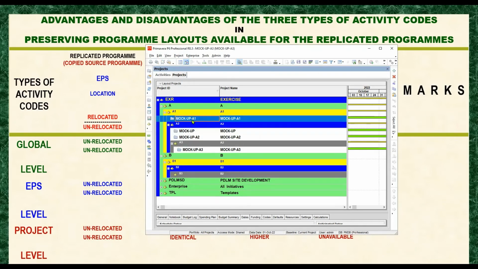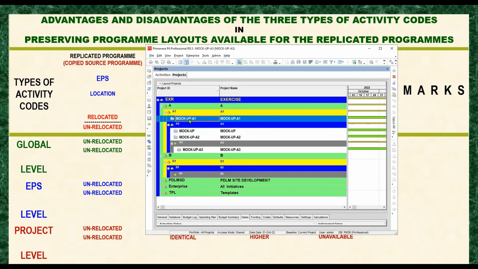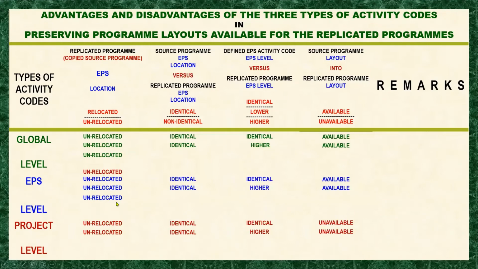Okay, so considering this column, what would be the observation here? If you consider this column, it is still under the EPS A. The source program here is under the EPS A, and the replicated copy is also under the EPS A. So that means that is unrelocated.